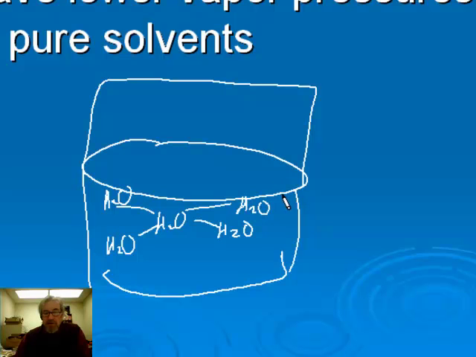Now, let's say we throw in here another particle that the water is also attracted to. Like, let's say we have some HCl dissolved in here. Water is attracted to the HCl's in addition to the H2O's that are present. And so now that water molecule is attracted to more things, and it's less likely to vaporize, so that's going to mean fewer particles of gas in the headspace and a lower vapor pressure.